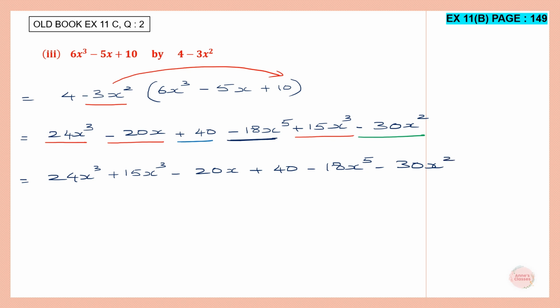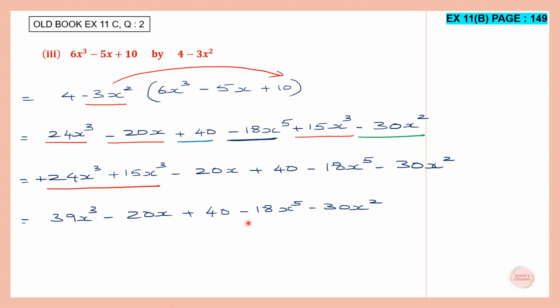So now let's work out 24x cubed plus 15x cubed. Signs are the same. So we add up 24 plus 15 is 39x cubed. Then we have minus 20x plus 40 minus 18x to the power of 5 minus 30x to the power of 2. So whenever we have an answer like this, we start with the biggest power. And the biggest power here is minus 18x to the power of 5, isn't it? x to the power of 5. So let's write that first. So minus 18 x to the power of 5.